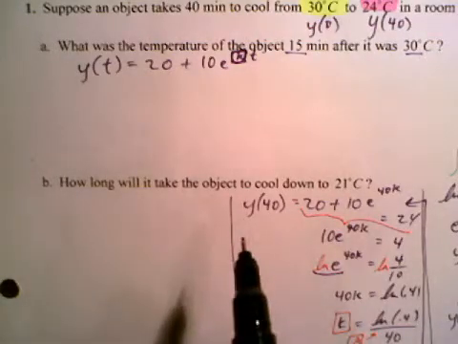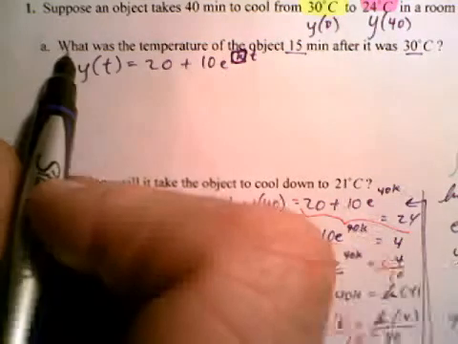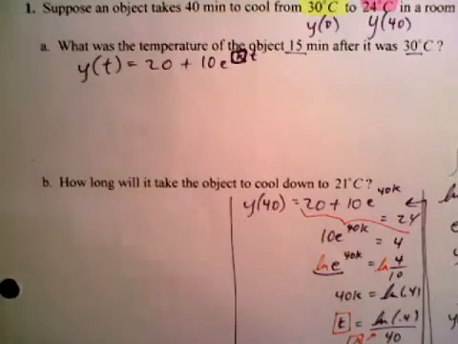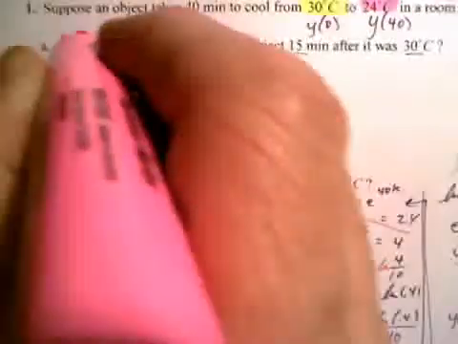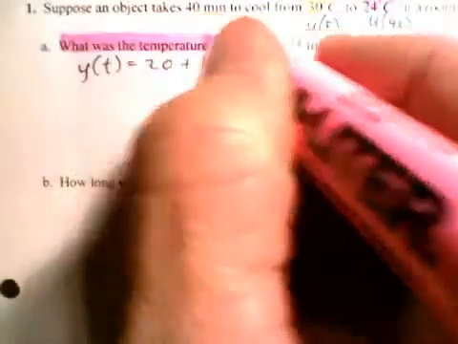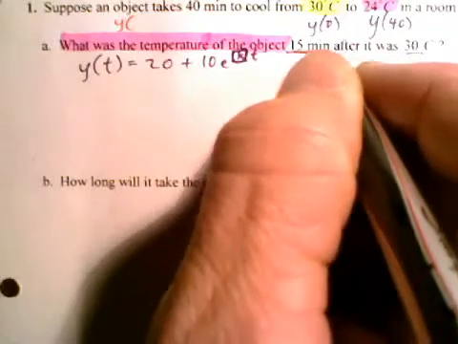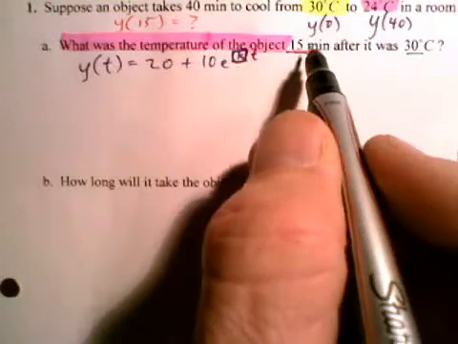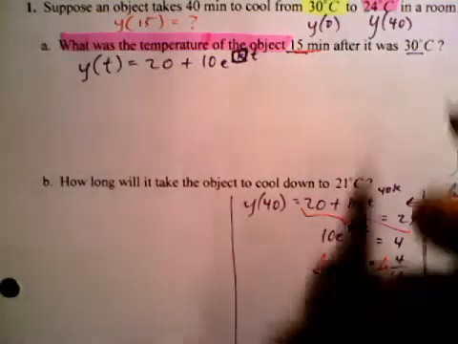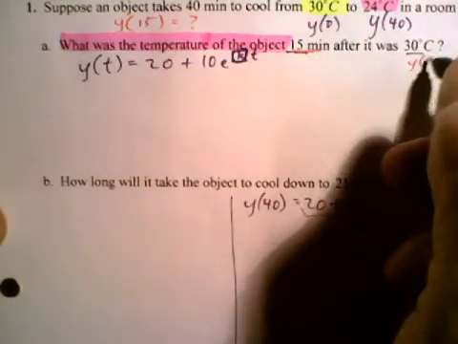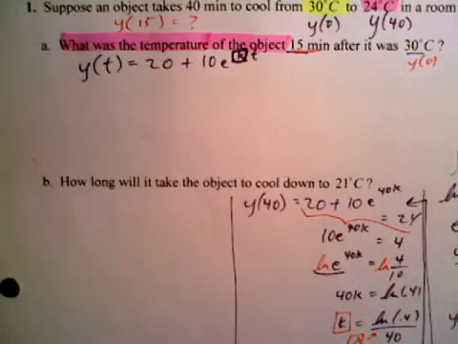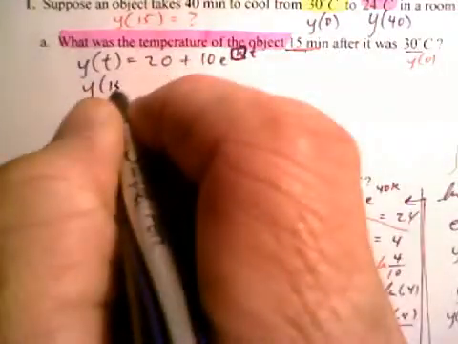Okay. Well, since we have our equation and we're being asked what was the temperature, you should be interpreting this to mean what is y of 15? That's what this is saying. What was the temperature of the object 15 minutes after it was 30 degrees? And remember, the 30 degree part was y of 0. So all we have to do is calculate y of 15.